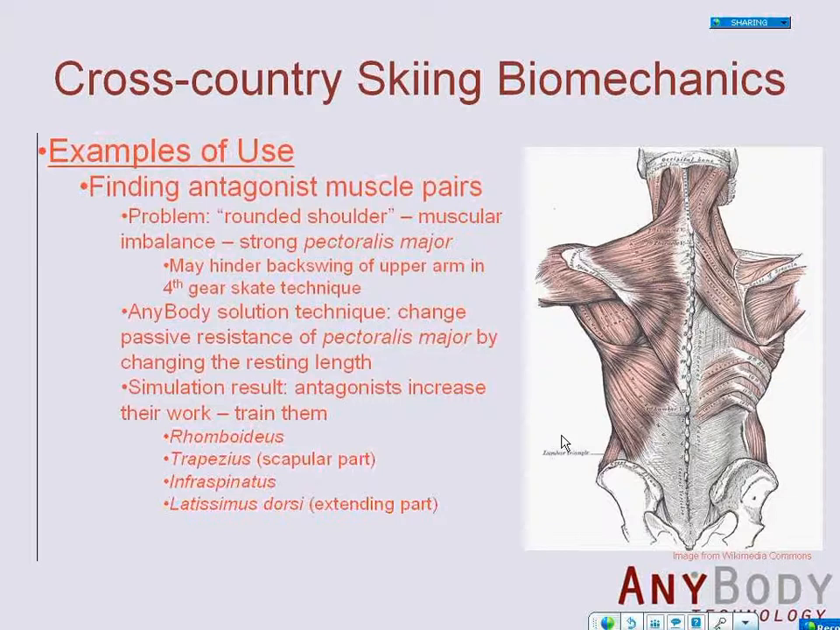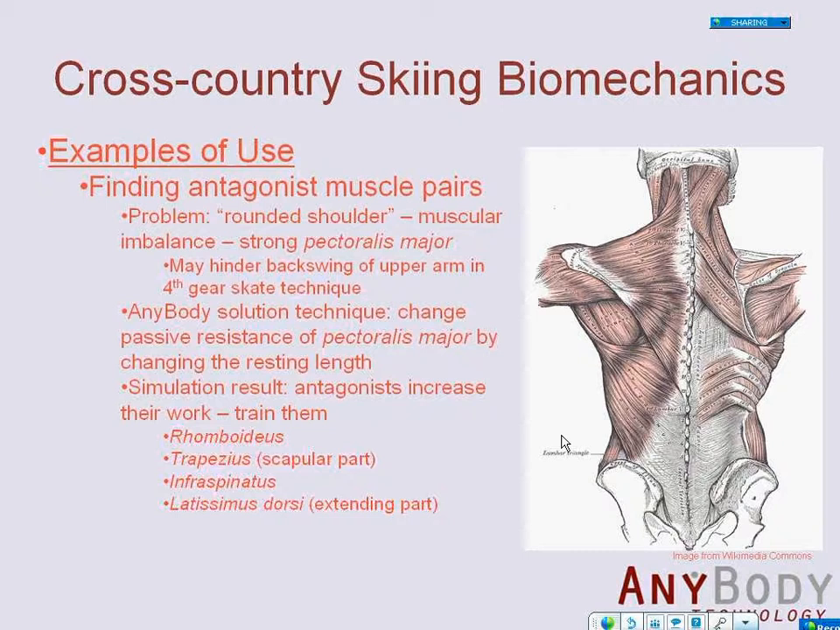In skate techniques, the range of motion for the upper arm is large, usually more than 180 degrees. If the chest muscle is too strong compared to the antagonist, the passive resistance of the chest muscle may hinder the backswing, and that also may lead to the technique not being as good as it could be. And AnyBody modeling has a solution for this.